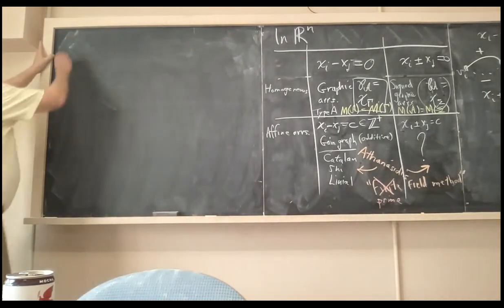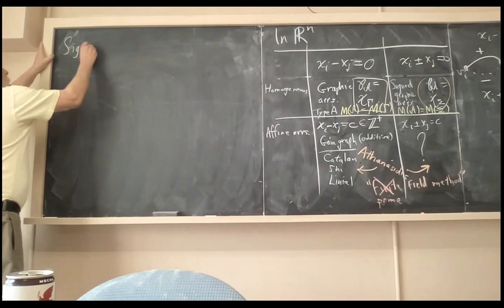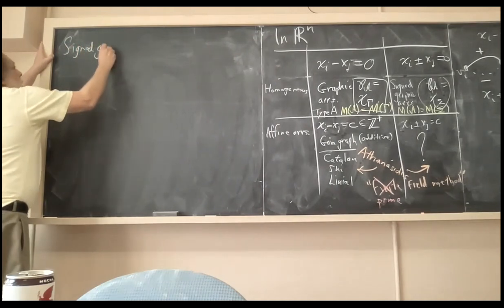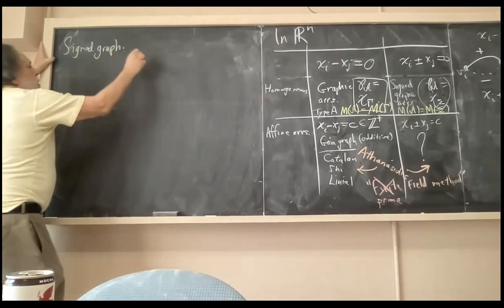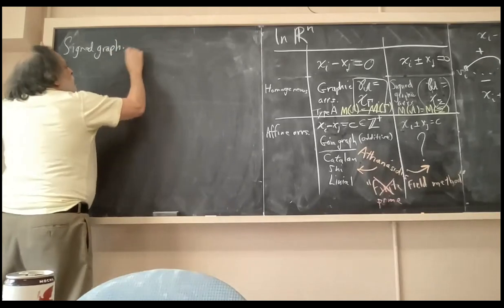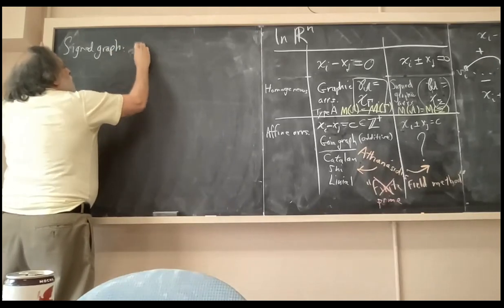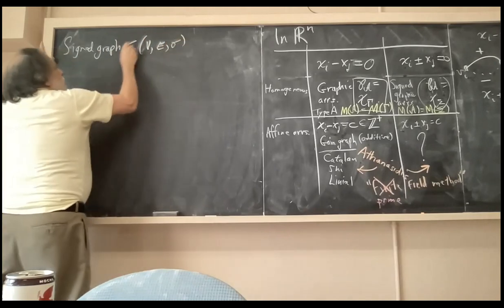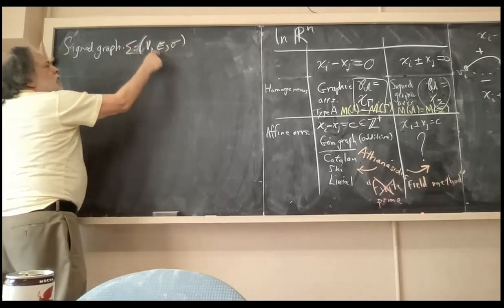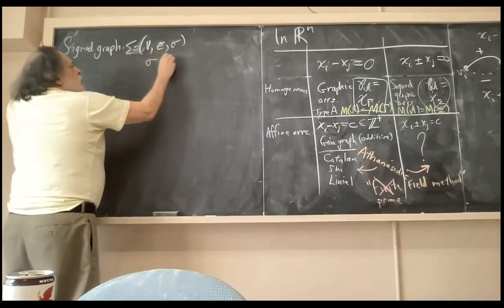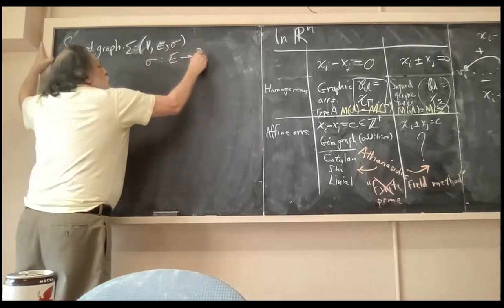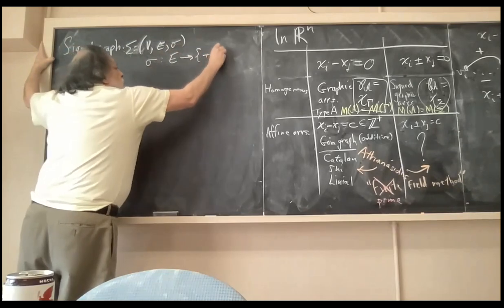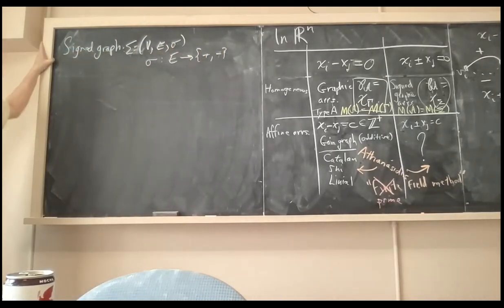Okay, so a signed graph: each edge is either positive or negative. We have a graph. Here's the signed graph. It's a vertex set, an edge set, and a sign function, which is a function from the edges to plus or minus. Some people like plus one, minus one. The important thing is that we're multiplying them. So it's a multiplicative group.